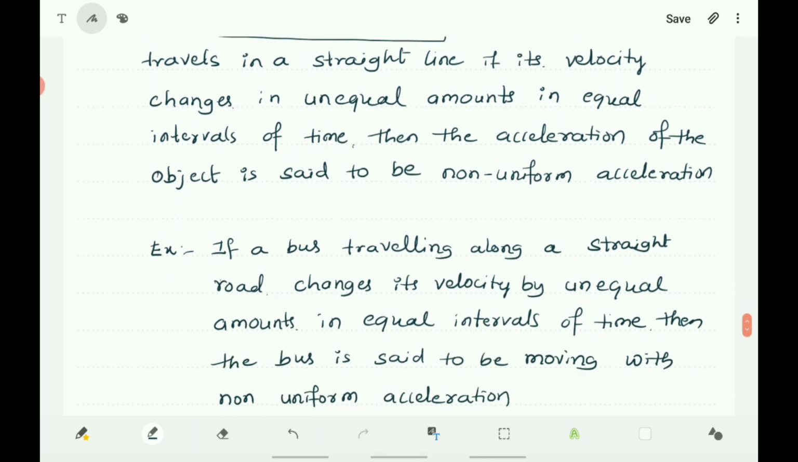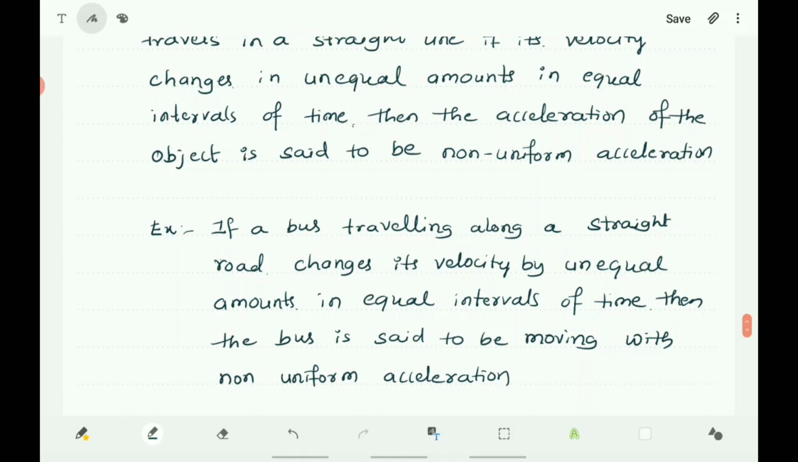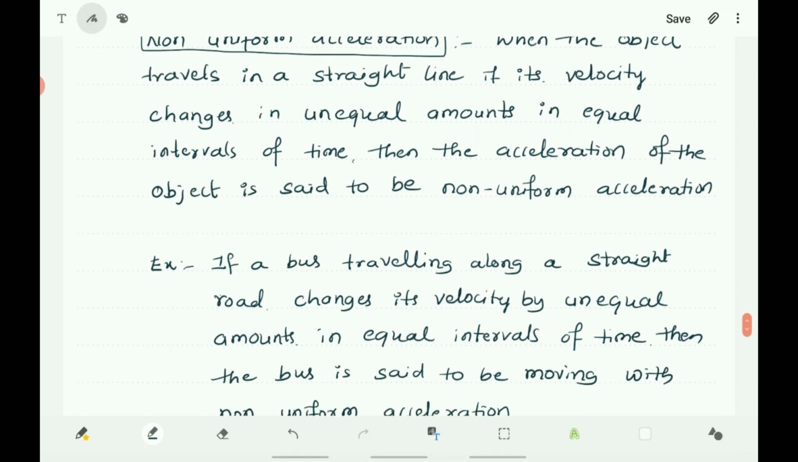An example is the movement of any vehicle. If a bus is traveling along a straight road and changes its velocity by unequal amounts in equal intervals of time, then the bus is said to be moving with non-uniform acceleration. So this is the example for non-uniform acceleration.